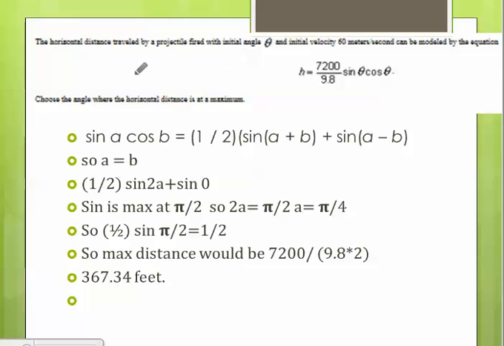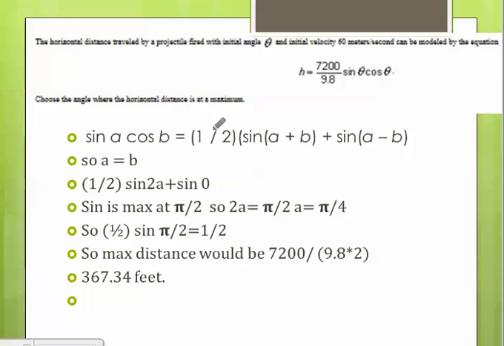So, here's a problem. It says the horizontal distance traveled by a projectile with initial angle theta and initial velocity of 60 meters per second can be modeled by this equation right here. And it says choose the angle that would give you the maximum distance. That is what it's asking for.